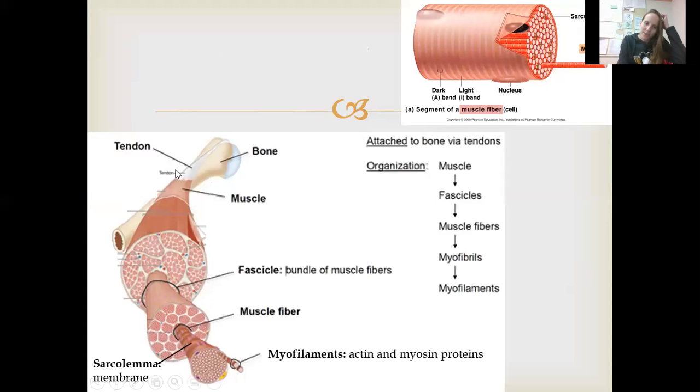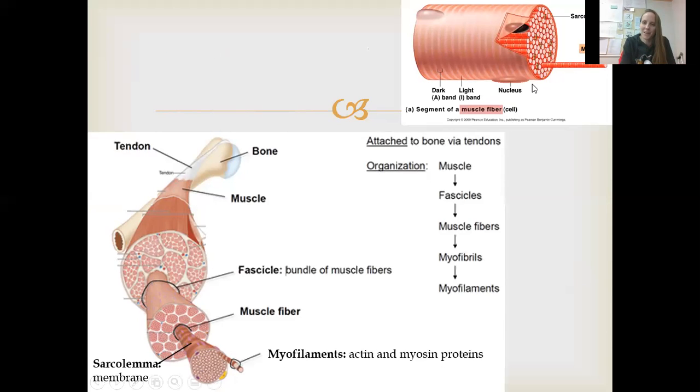So this is kind of what this would look like as a cross section here. So this whole thing is the muscle. As you can see, you have a bundle of muscle fibers, which is called the fascicle. Each one of those individual muscle fibers is wrapped with that membrane, the sarcolemma. And then the muscle fiber is made up of these individual myofilaments, which are the actin and myosin.